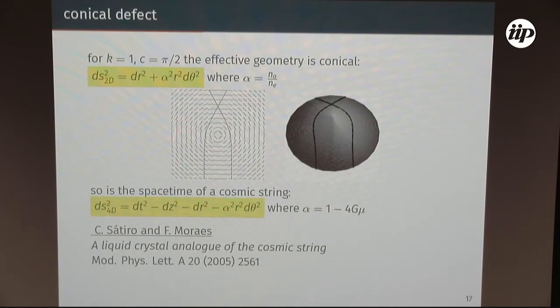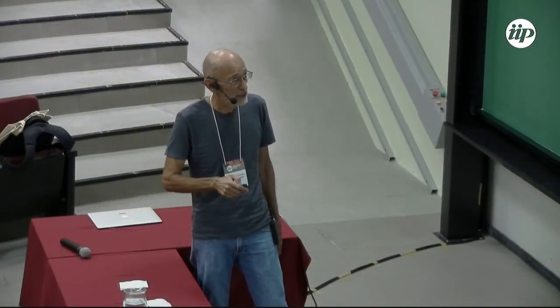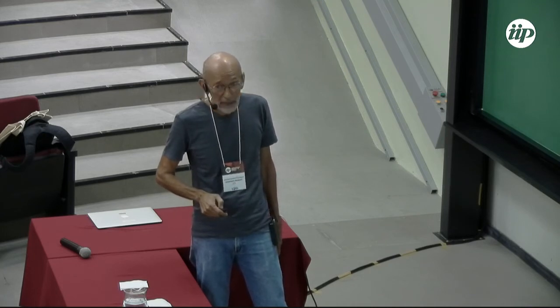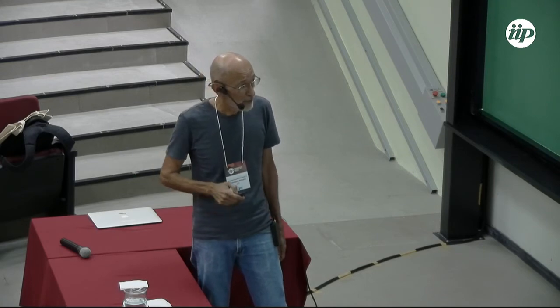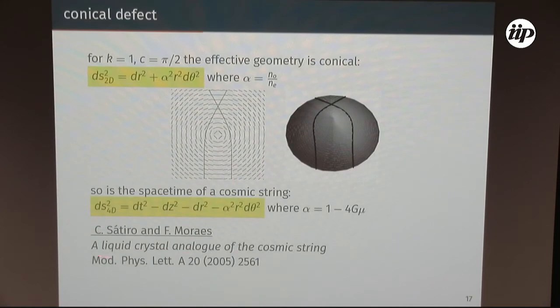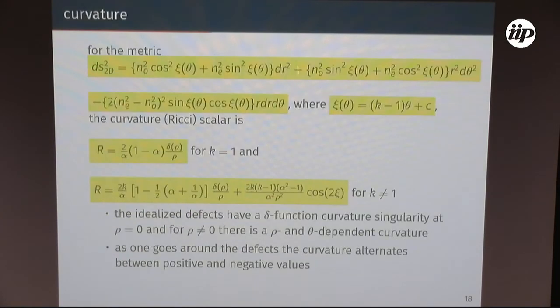What's interesting here, and what is related to cosmological defects, is that this is just a section of the space-time of a cosmic string. A cosmic string is one of those defects maybe created at the beginning of the universe that corresponds to the same geometry. If you look here, it's exactly the same line element, plus you have time and the z direction added here. Alpha here is called the deficit angle, which has the same role as that one, and is related to the mass density along the string, which is this mu. G is the gravitational constant. Of course, we found that amusing and published that as an analog of the cosmic string in liquid crystals.